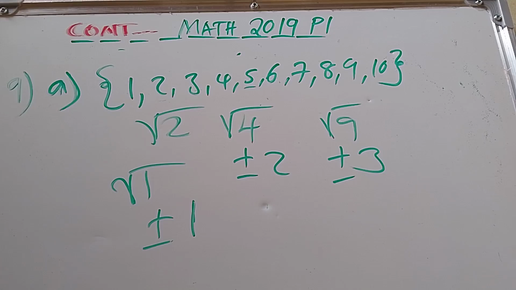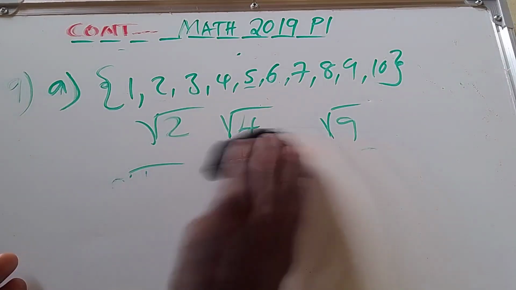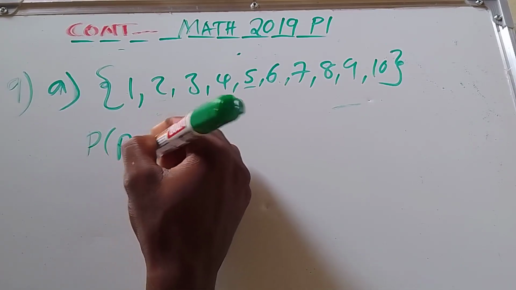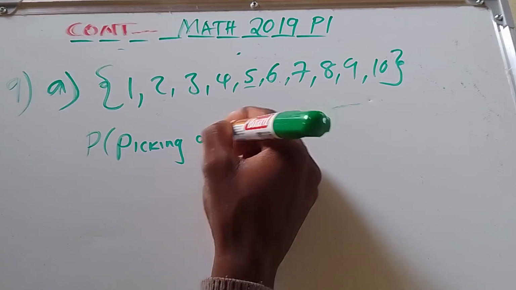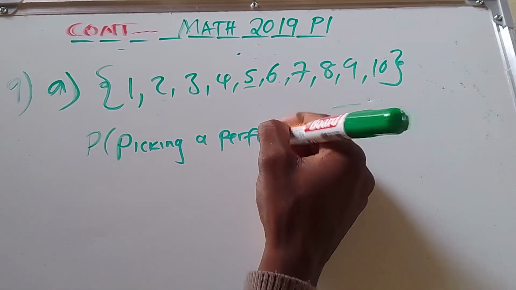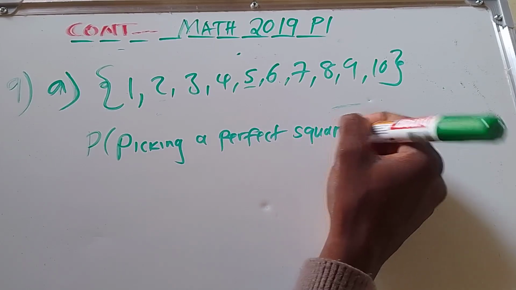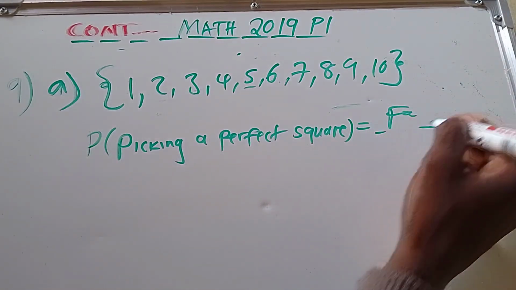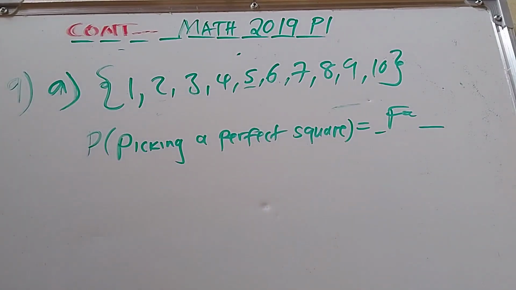So there are how many? The question is to find the probability of picking a perfect square. In case you want to show them how you are handling this question, you want to write a formula. So the probability of picking a perfect square is equal to favorable outcomes over all possible outcomes.